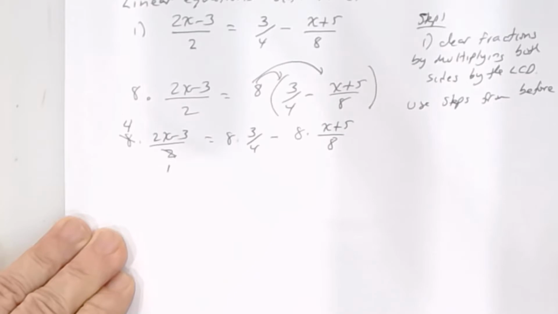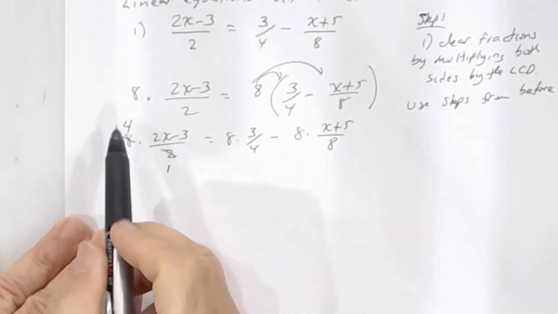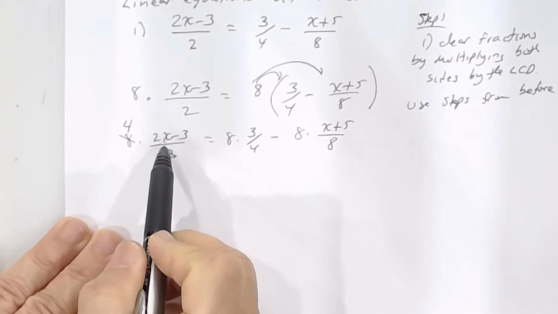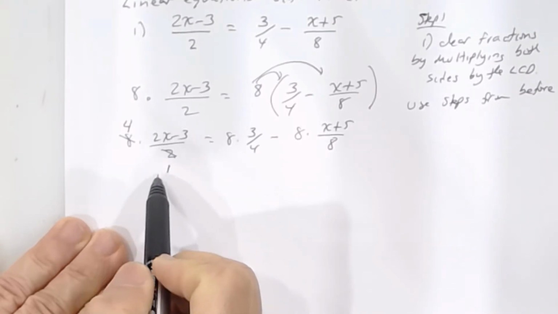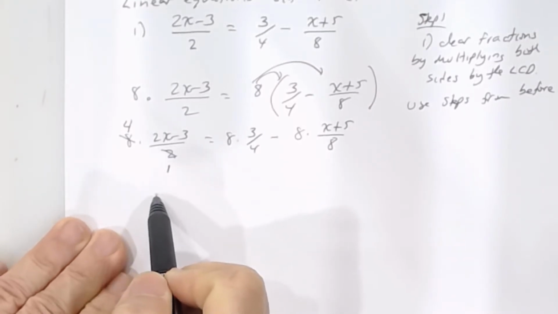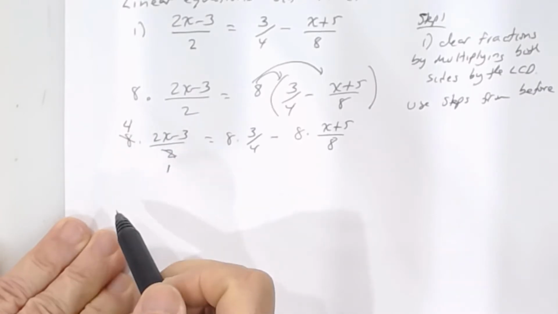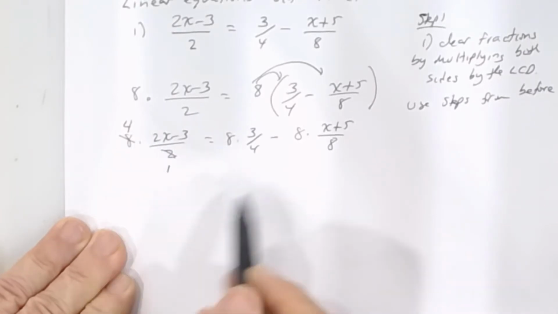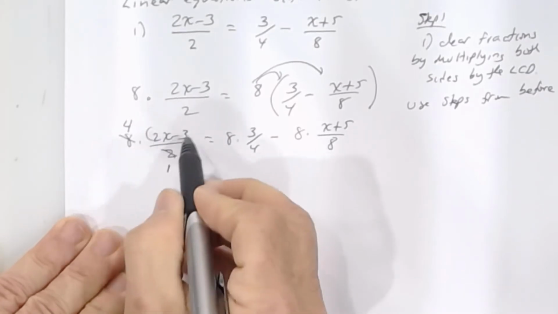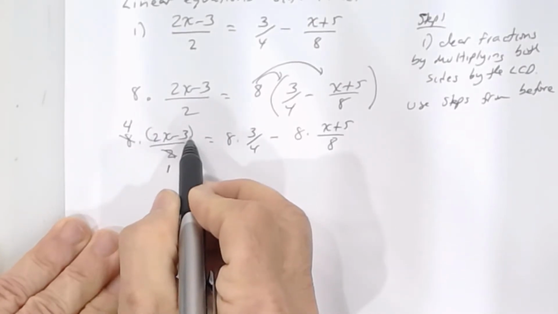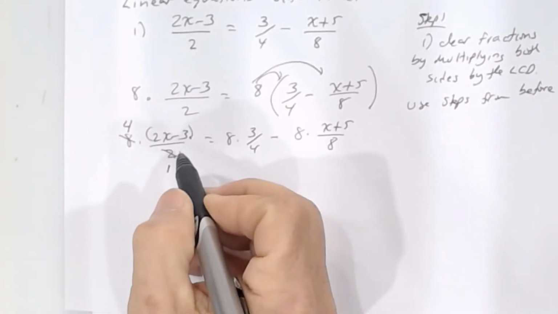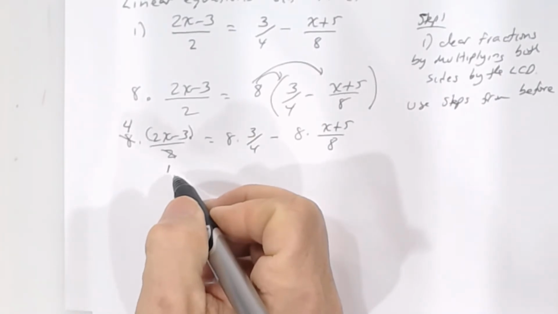Okay, now you got to be careful. If you're not careful, you're going to say 4 times 2x is what? 8x, and you're going to say this is 8x minus 3. It is not 8x minus 3, it is what? 8x minus 12. Everything in the numerator has to be multiplied by what? 4. So at this point, what I would do is put the numerator in parentheses. If it's more than one term, put it in parentheses.